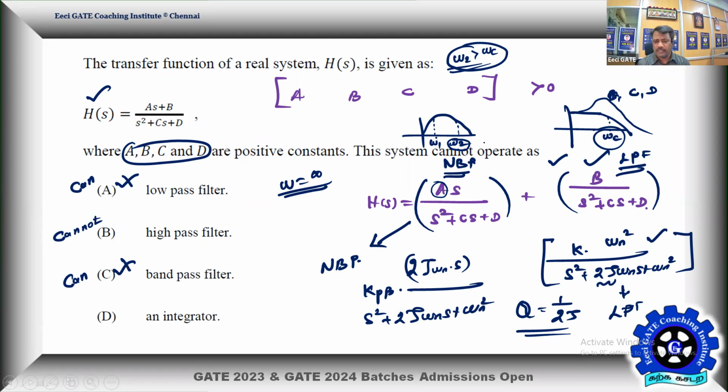This is "cannot", so this can be your right choice according to the problem. The problem is talking about only "cannot". The system cannot operate as what? It cannot act as a high pass filter seems to be the good choice. But we have another option: it is an integrator. But remember, this is a multiple choice question, so we have only one correct answer. So we have to show that it can also be configured as an integrator. How to show that the given H of S can be configured as an integrator, we'll see.